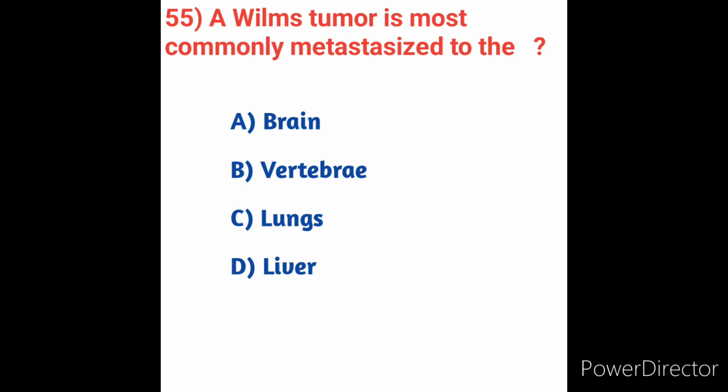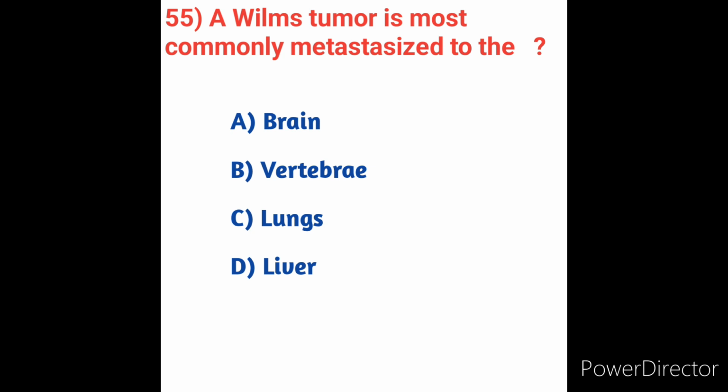Here Wilms tumor is also called nephroblastoma. The name itself says it: nephro means kidney. So Wilms tumor is present in the kidneys. Wilms tumor is a type of childhood cancer that starts in the kidneys. It is the most common type of kidney cancer in children. About 9 of 10 kidney cancers in children are due to Wilms tumor.